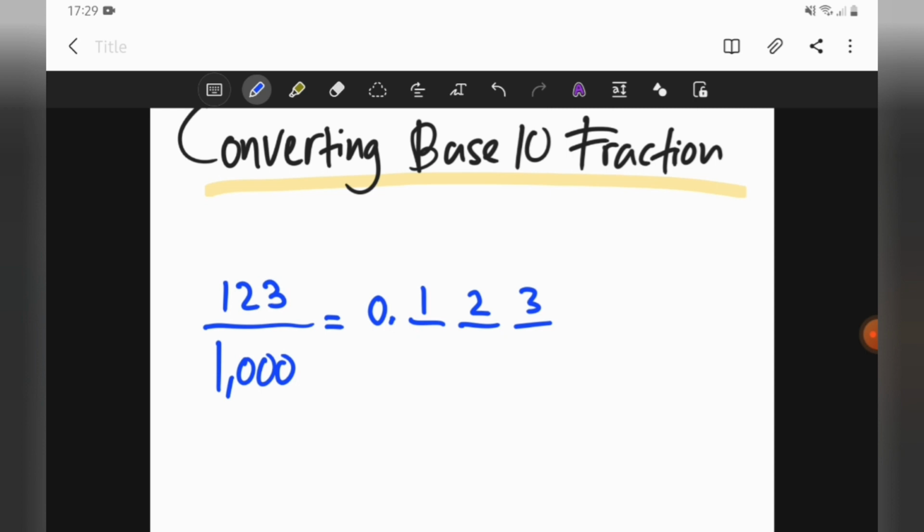Now for you, I'll give you a question. What is the decimal for this? You can type it in the comments, and the ones who get correct answers, I will give likes.